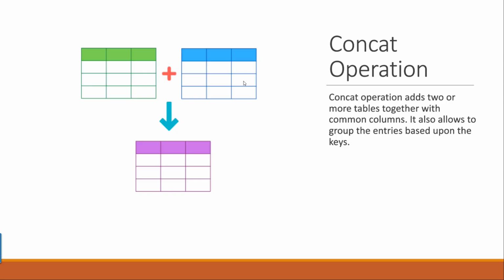Next is the concat operation. The concat operation is used to add two or more tables together with the common columns. It also allows you to group entries based upon the keys. If you have multiple tables and you want to group them together or add them together, then you can use the concat operation. So let's go ahead and see how we can implement this in our Jupyter notebook.